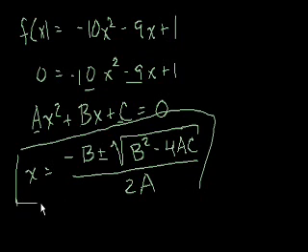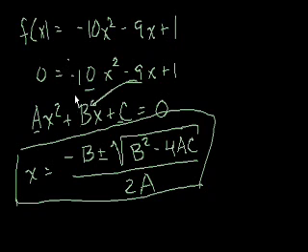So let's apply the quadratic equation to the equation that we just wrote down. A is the coefficient on the x squared term, b is the coefficient on the x term, and c is the constant. What's b? Well, b is negative 9. B is negative 9, a is negative 10, c is 1.